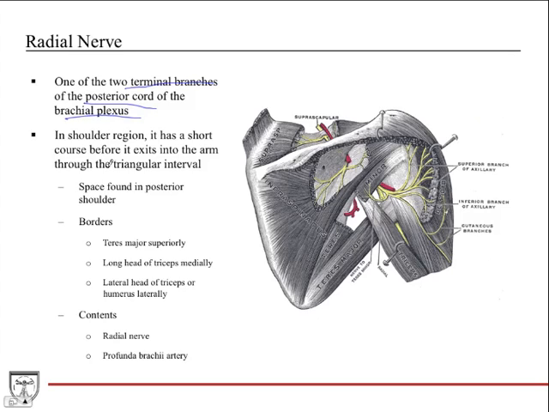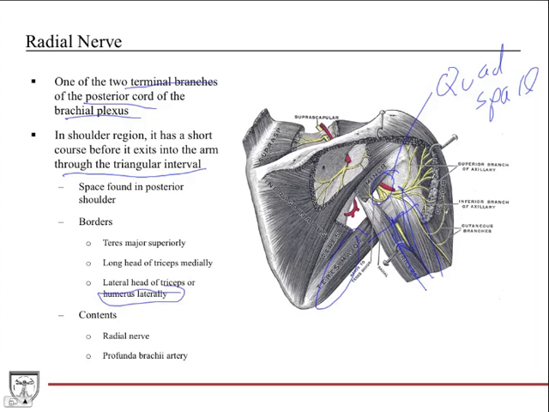The radial nerve has a short course in the shoulder region, like I said, before it exits the arm through the triangular interval. So up here you have the quadrangular space. Now down here is where you have the triangular interval. So what are the borders? You have the teres major superiorly here, the long head of the triceps medially here. And then the lateral head of the triceps is this portion here, and that's the lateral. Sometimes some books will also say the humerus laterally. It just depends on their source. For your class, I would go with whatever your notes say.